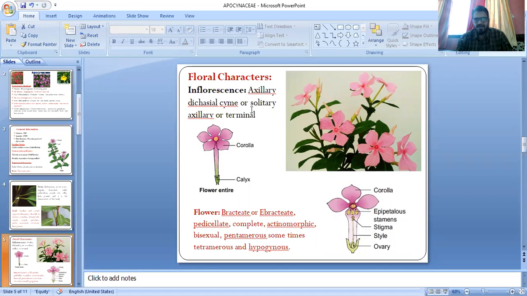So here we stop here today because the sound is not in proper, our net is not working properly. That's why we have to stop here.